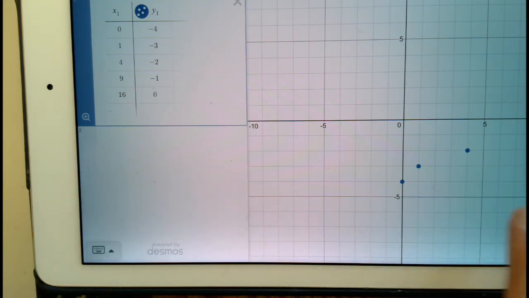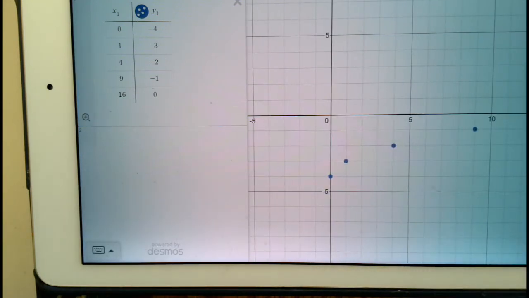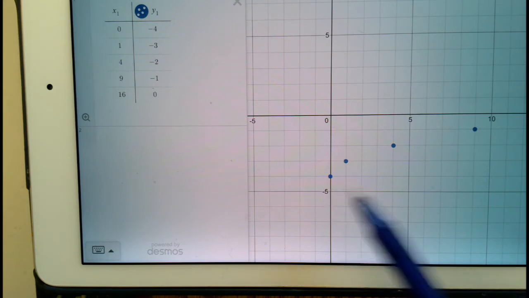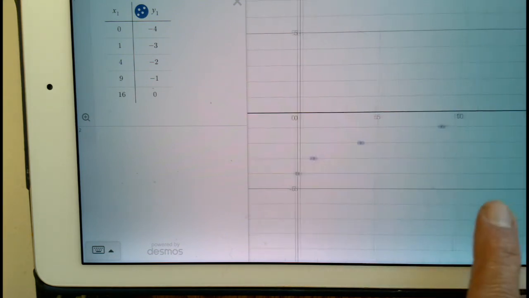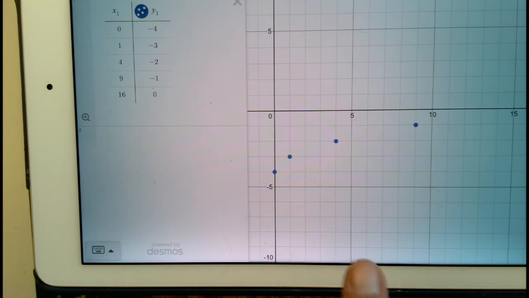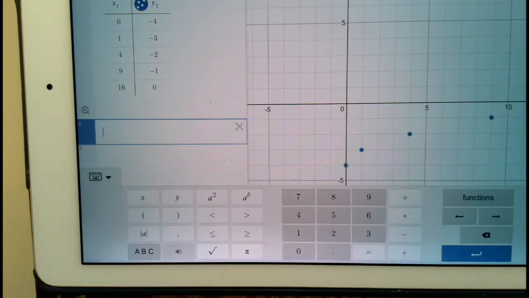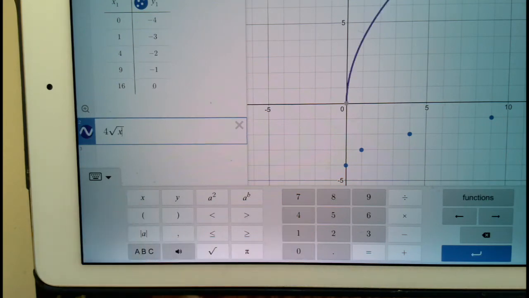And what that looks like to me, as I scoot that over, is it looks like it's a square root function. The one thing that I can see right now is that our y-intercept is at 0, -4. And then we can't see it on here right now, but 16, 0, there's our x-intercept. So there's our intercepts. Our other function is 4 times the square root of x minus 8.